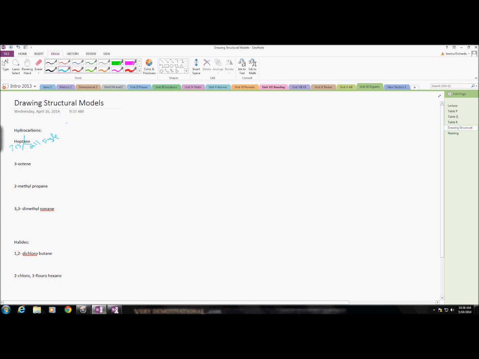So all we have to do then is draw 7 carbons, 1, 2, 3, 4, 5, 6, 7, all single bonds between the carbons, and now we need to add hydrogen so that each carbon has 4 bonds total. So we have a total of 16 hydrogens altogether. Heptane's formula, if we use the general formula from table Q, which is CnH2n plus 2, should be C7H, 7 times 2 is 14 plus 2 is 16. We count our hydrogens and our carbons, and we have the correct number, so we know that this is right.